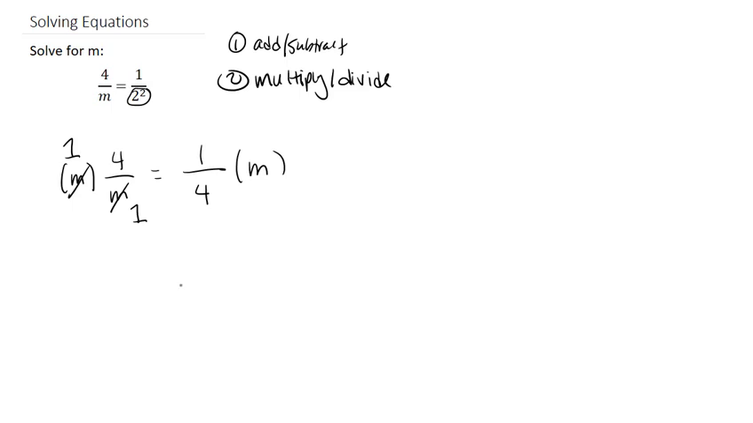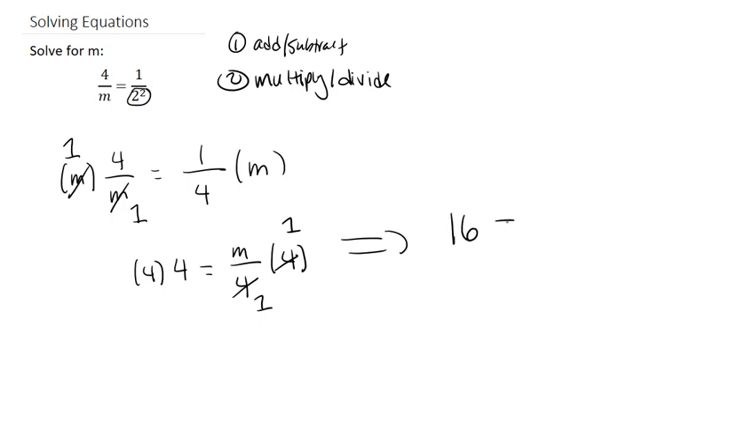So now let's go ahead and rewrite this. So now we have 4 is equal to m over 4. Now, in order to get rid of this 4, we're just going to multiply by 4 on both sides, because 4 over itself is just equal to 1. So now we have 4 times 4, which is equal to 16, which is equal to m.